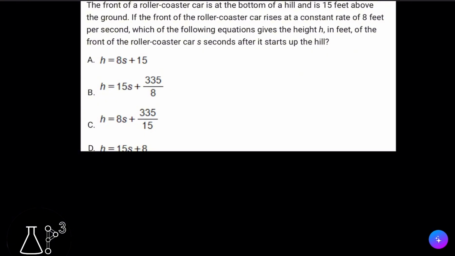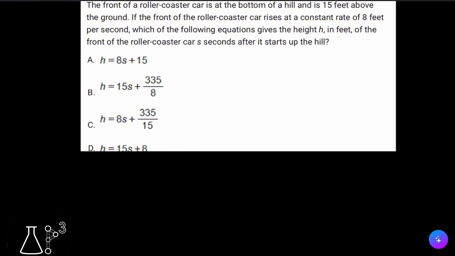Okay, let me do another question. The front of a roller coaster car is at the bottom of a hill and is 15 feet above the ground. If the roller coaster car rises at a constant rate of 8 feet per second, which of the following equations best gives the height in feet of the front of the roller coaster car x seconds after it starts up the hill? So what am I given?